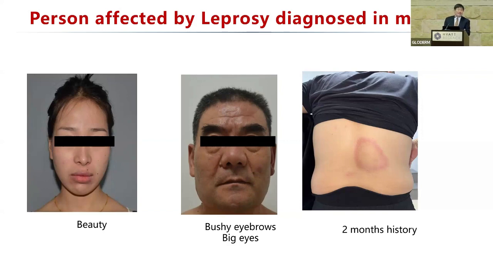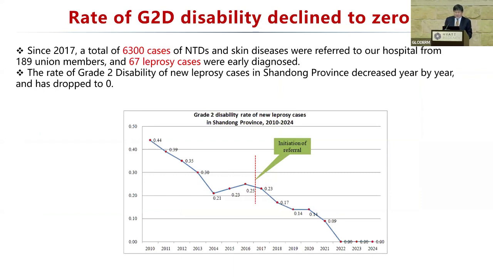So today, the disfiguring disability has gone. All of the leprosy patients are treated just like those with common skin disease, with no stigma and no discrimination, because the disfiguring and disability have been eliminated. So the rate of grade 2 disability declined to 0.